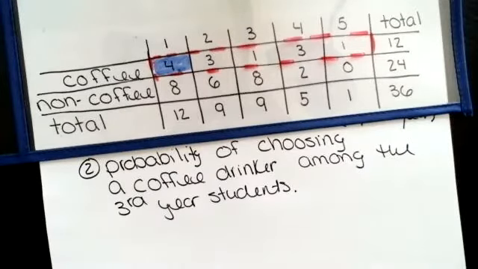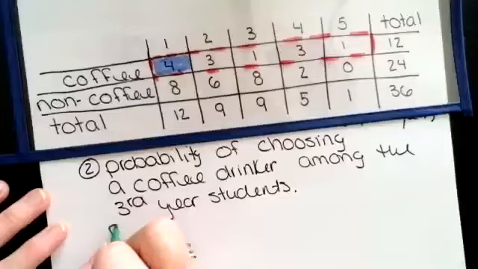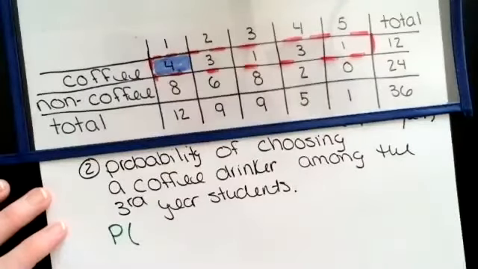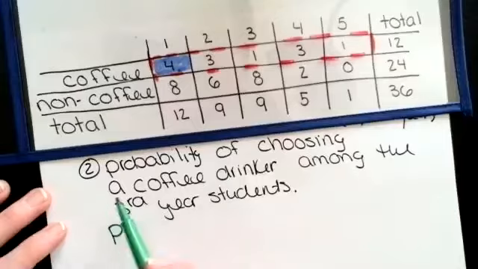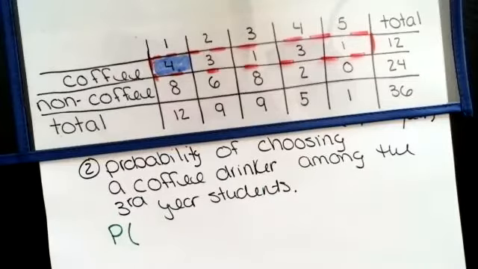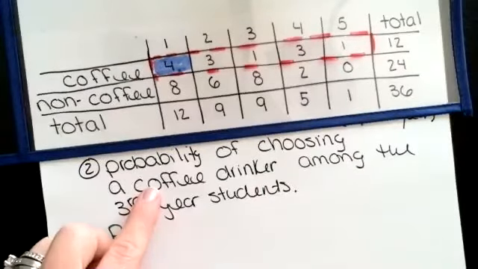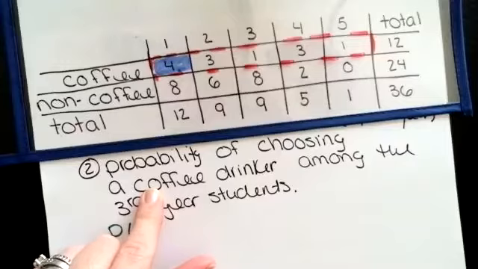So here for my notation, I'm going to go ahead and put my capital P, and I want to write next what I'm interested in. So probability of choosing a coffee drinker. That's what I'm interested in. I don't want you to think it's always the first event that pops up. It depends on the wording.